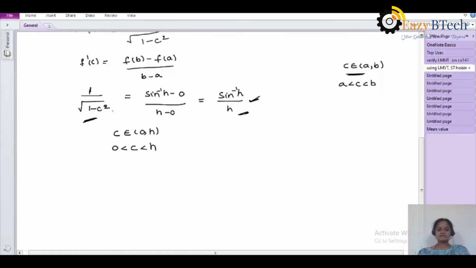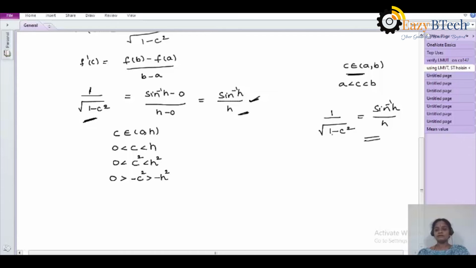Observe here. First, see, I am writing here that 1 by root of 1 minus c square is equal to sine inverse h by h. So first we need c square value. Using the transformation, that means squaring, 0 < c square < h square. And again what we need here? Minus. If you are applying minus, less than becomes greater than. Then minus c square > minus h square.